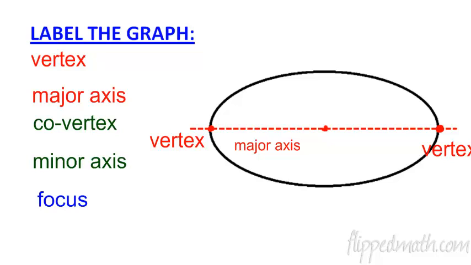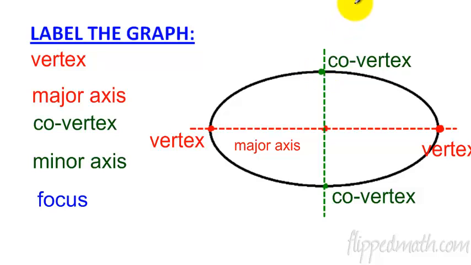Then if we go the shorter distance away, it's called a covertex, or covertices. So from the center to the closest point on the ellipse is a covertex. And if we connect them, we get the minor axis. So the major axis is majorly longer than the minor, which is smaller. Major axis, minor axis. The major axis connects the vertices.